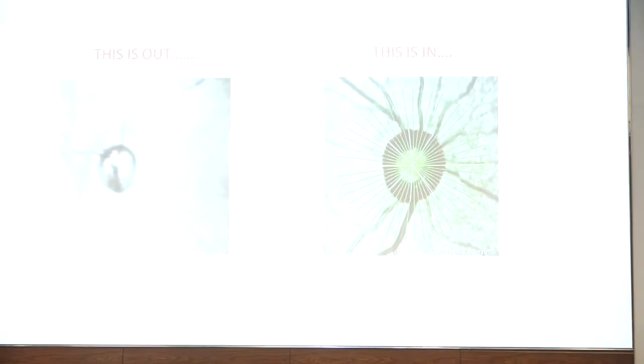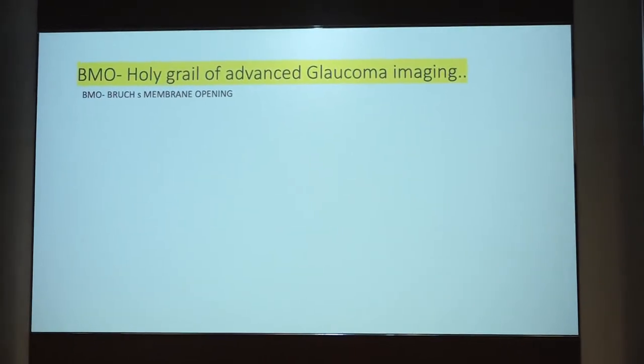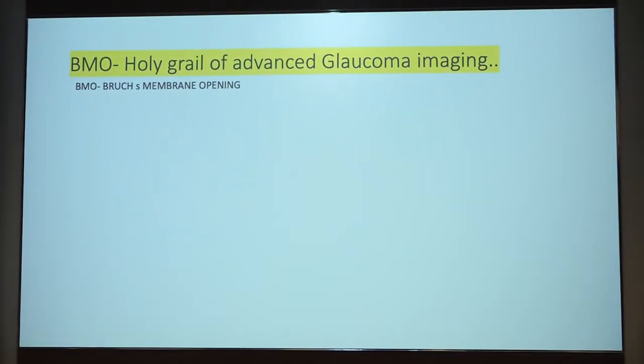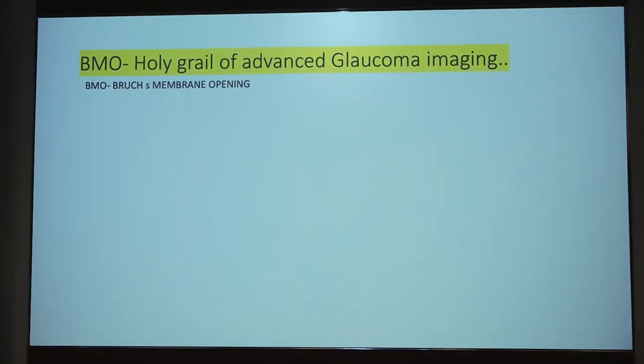So this was history. So this is out and this is in. Now this is very important that individualized marking of the scanning circle is out and automated marking is in, and that this itself is the holy grail of imaging. So BMO is the holy grail of advanced glaucoma imaging, is something that everybody should know. And BMO is the Bruch's membrane opening, as we have seen.